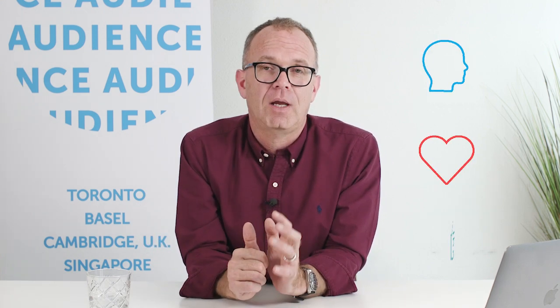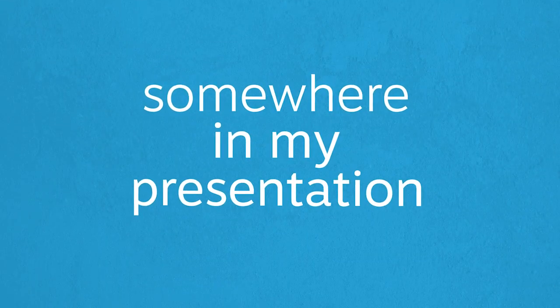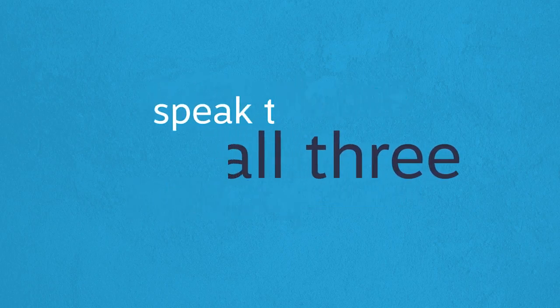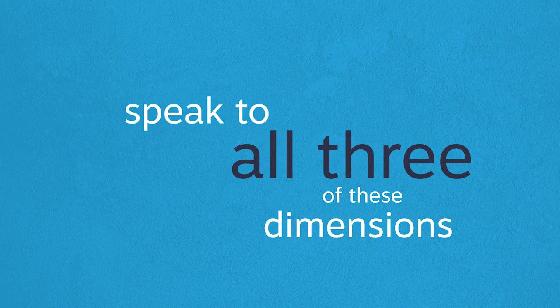Well, one way to do it is this model of head, heart, and hands. You imagine three dimensions to your presentation. It doesn't need to be one-third, one-third, one-third. You can play with the percentages. But the idea is somewhere in my presentation, I need to speak to all three of these dimensions.